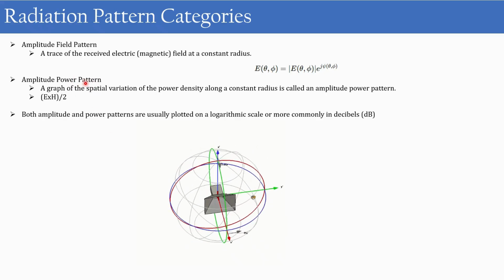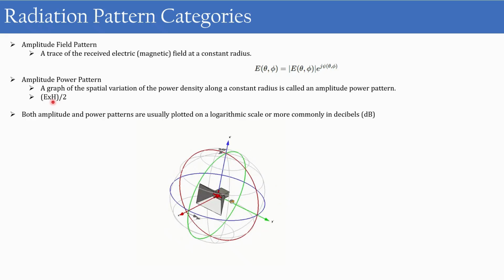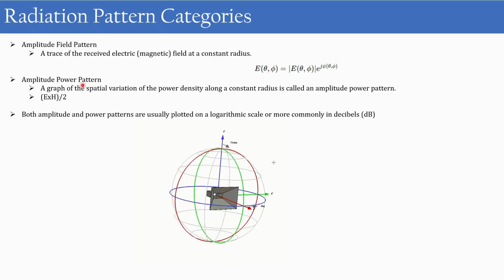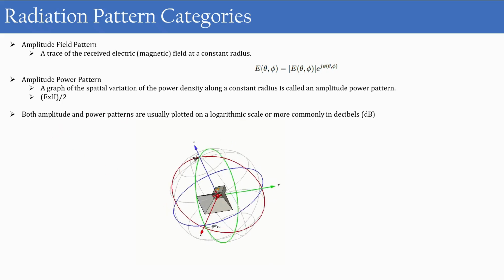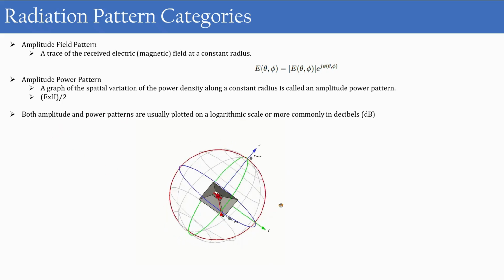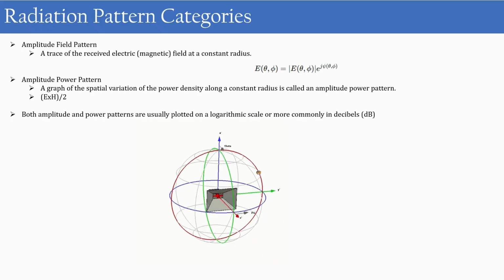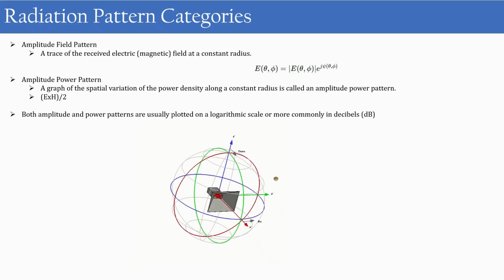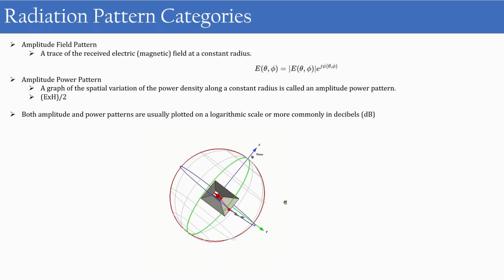So the power pattern is related to the electric field and magnetic field distribution by this equation. So power pattern is proportional to half E cross H. And when we are plotting both amplitude and power pattern, we have to use the logarithmic scale, or mainly dB, for better visual effects. So I will explain why we have to use the decibel scale for the radiation pattern.